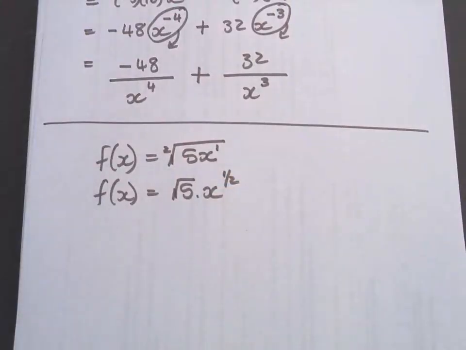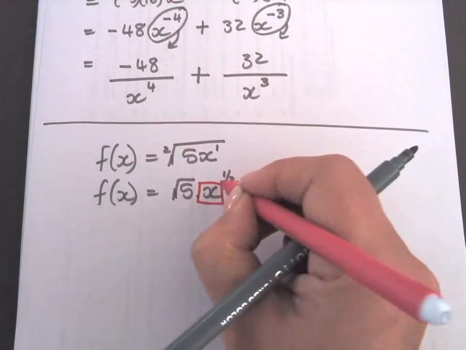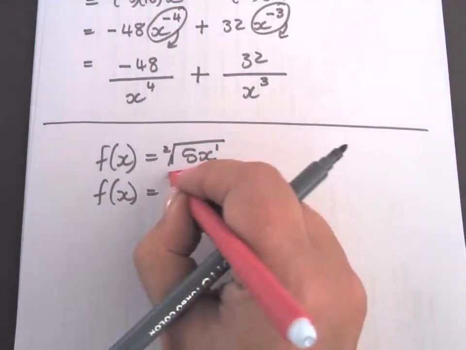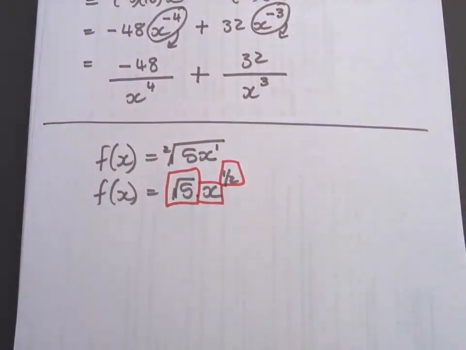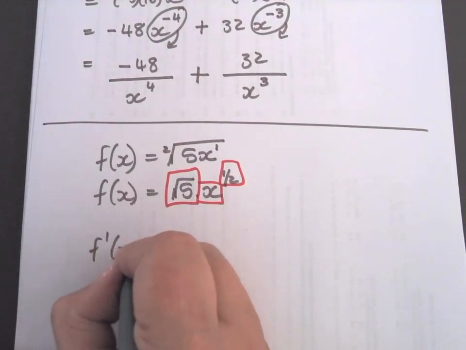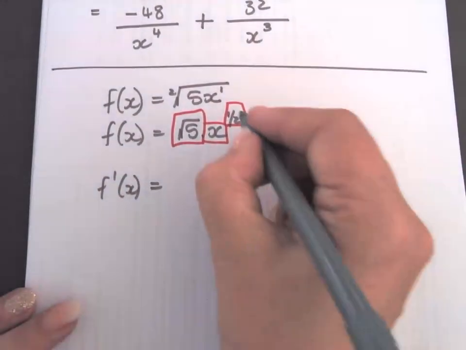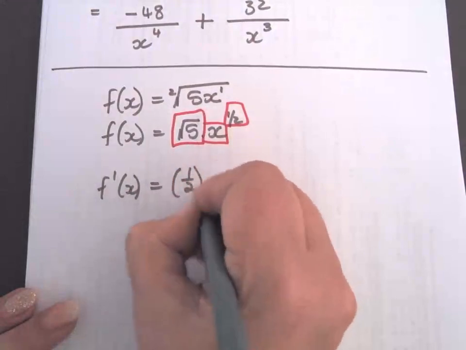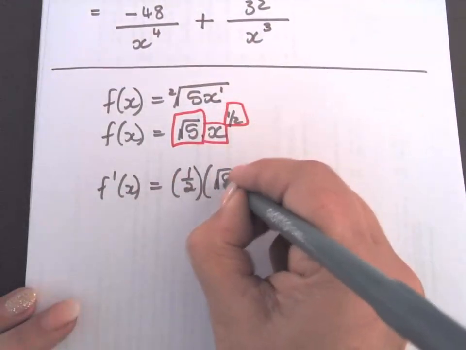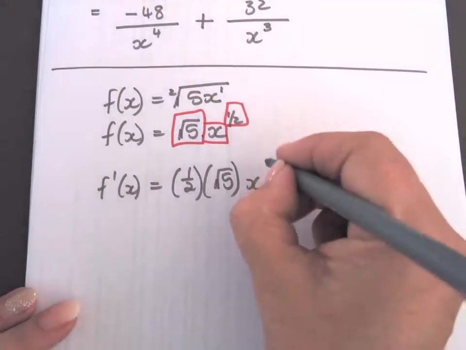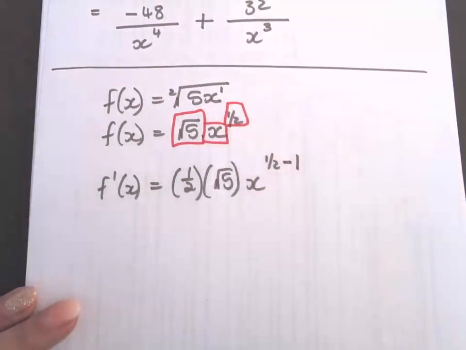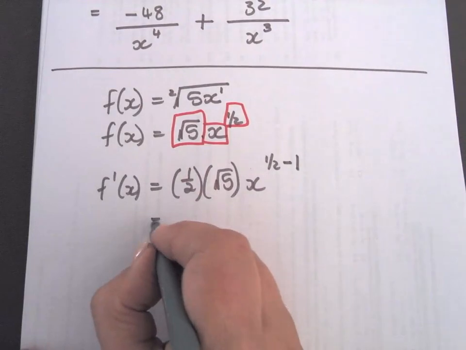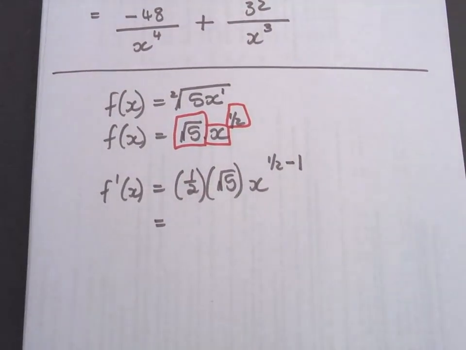Okay, now I have an x, I have an exponent, and I have a coefficient. The first derivative of x will therefore be this exponent times square root 5 times x to the power of half minus 1. Square root 5 times a half. Why do you keep the square root 5? Because the 5, you don't have to differentiate the 5. 5 is part of the number.